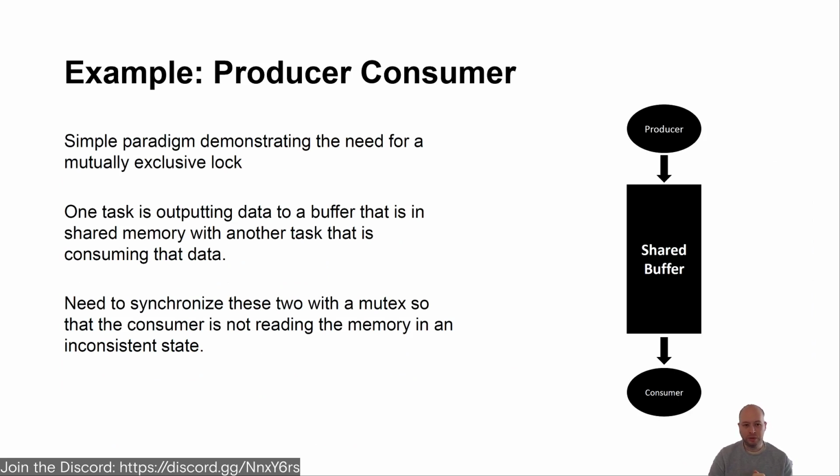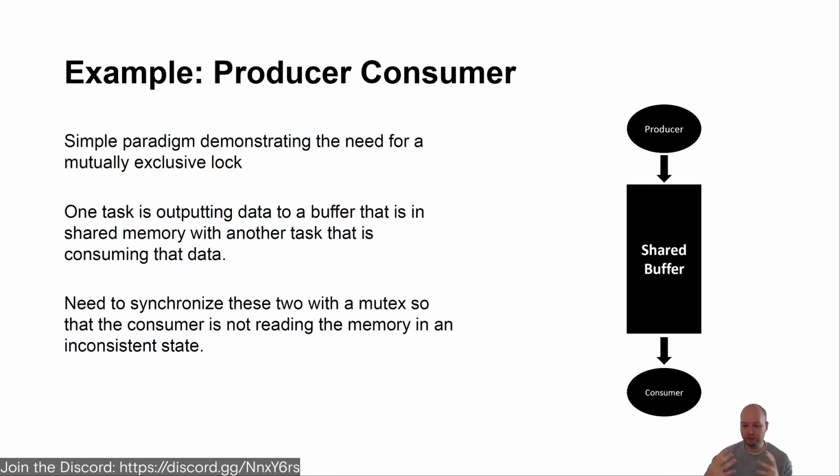Cool. So another, more abstract example is the producer-consumer. In this case, you have one task that's outputting to a shared memory buffer, and another task that's receiving that from the shared memory. And so you just have to synchronize these two. And this is done very clearly and easily with a mutex, with a lock. So the producer is outputting to this shared memory in a critical section, and then the consumer is reading also in a critical section.